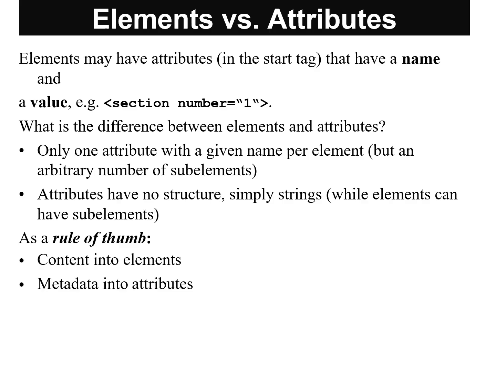Elements with attributes. Elements may have attributes in the start tag that have a name and a value, for example a section number. What is the difference between elements and attributes? Only one attribute with a given name per element, but an arbitrary number of subelements. Attributes have no structure, they are simply strings, while elements can have subelements. As a rule of thumb, content goes into elements, metadata into attributes.